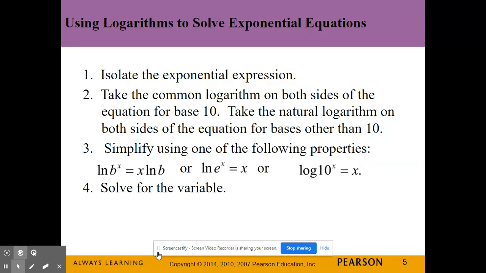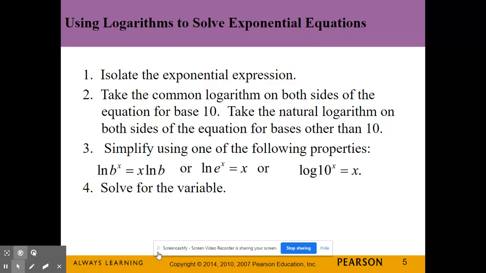Definitely take the common log if the base is 10, and definitely take the natural log if it's base e. Otherwise, it actually doesn't matter. But that is one way to do it: common log for base 10 and then natural log for everything else. Then you simplify using one of the properties, depending on which type of log you took, and then you solve for the variable.